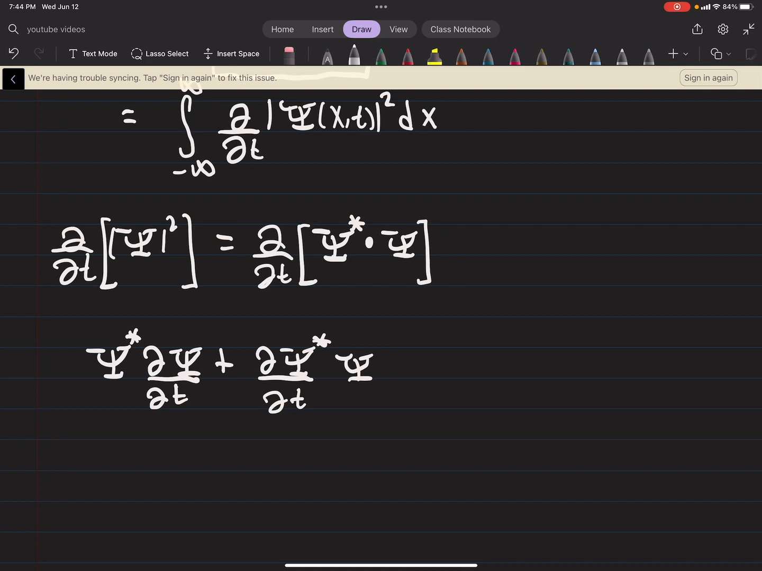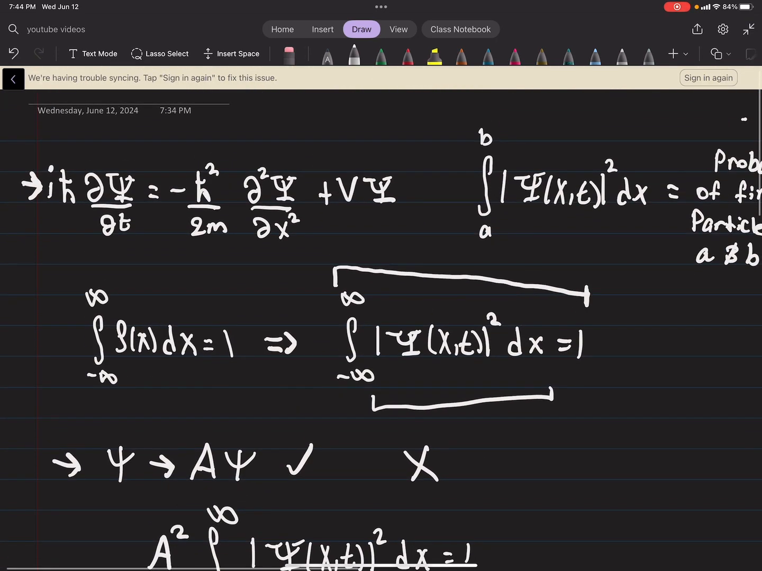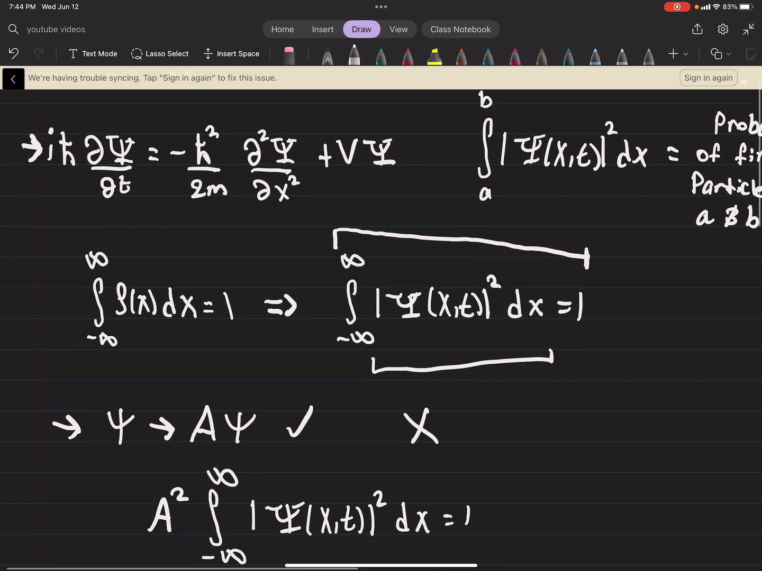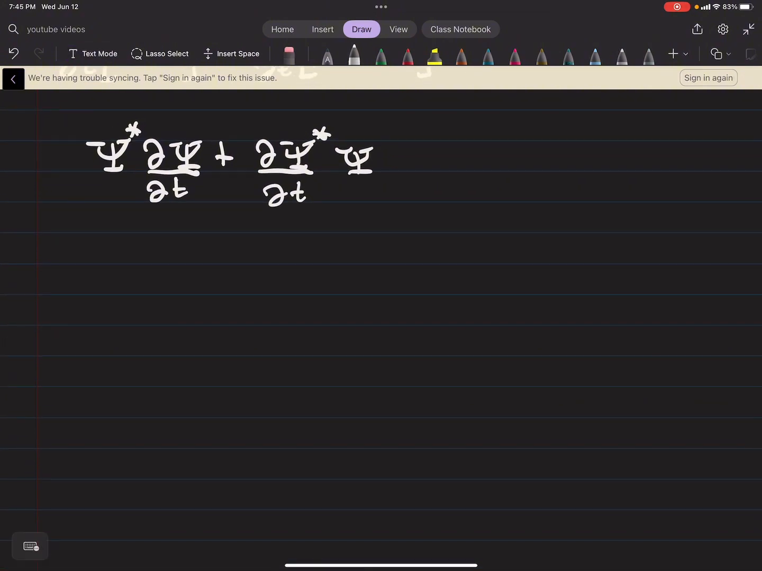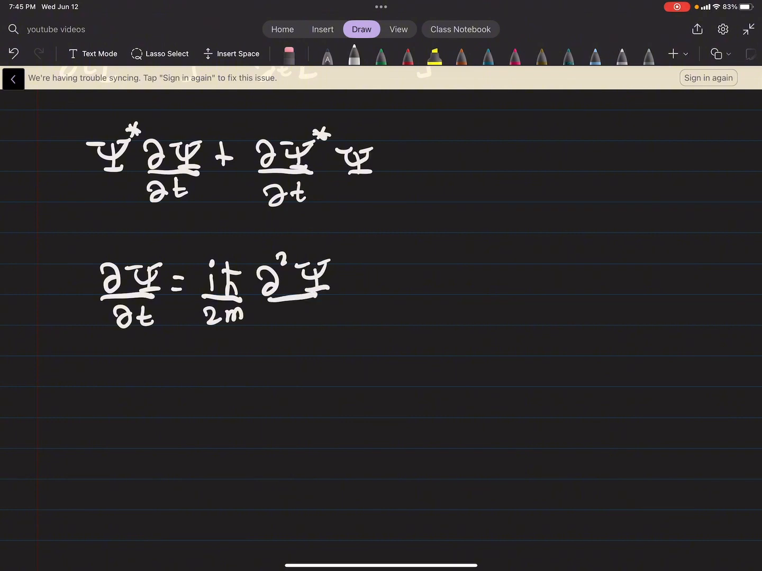Okay. Now if we go up here to Schrodinger's equation, if we move this i and h bar around, what you'll see is that the derivative of psi with respect to t is equal to i times h bar divided by 2m, the second derivative of psi with respect to position, minus i over h bar times the potential times psi.